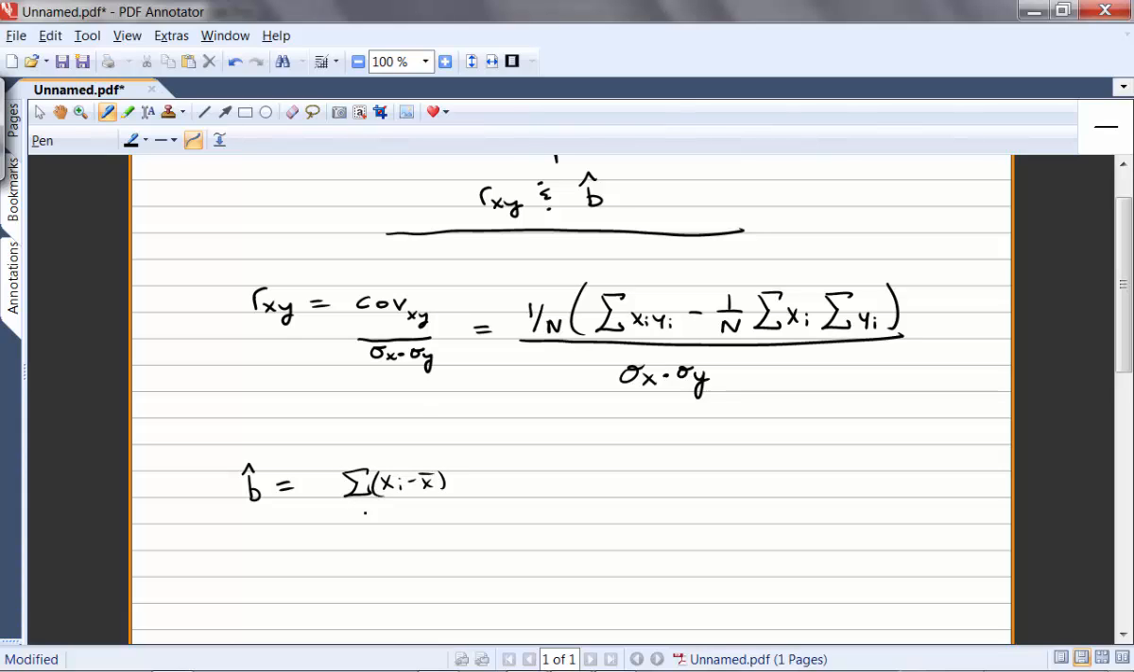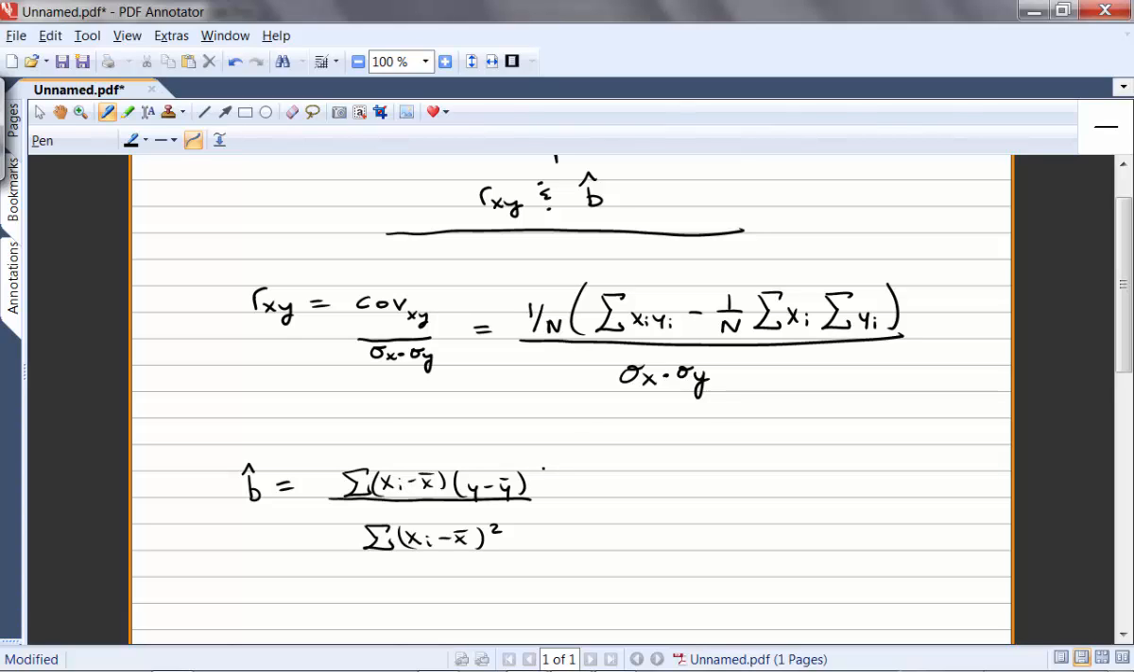I'm going to suppress the i equals 1 to n, because you know that's there, but it's just extra writing that I don't want to have to do. So that's the numerator, and then in the denominator we have this. Now, just looking right now, it's hard to see how b hat and r are the same. I'm sorry, they're not the same. It's hard to see the relationship between b hat and r just looking at this.